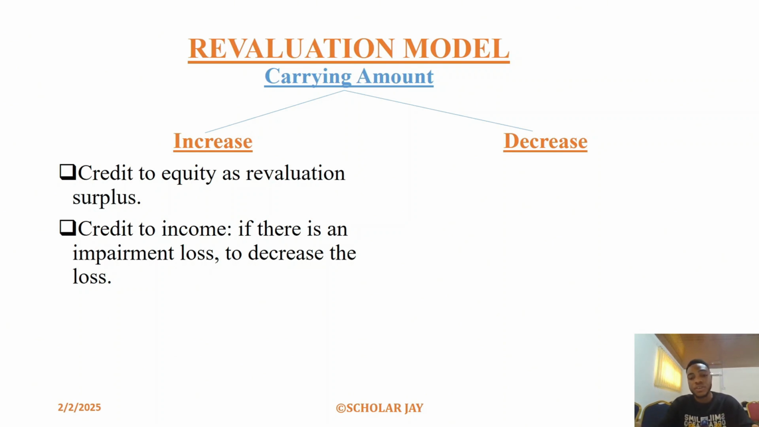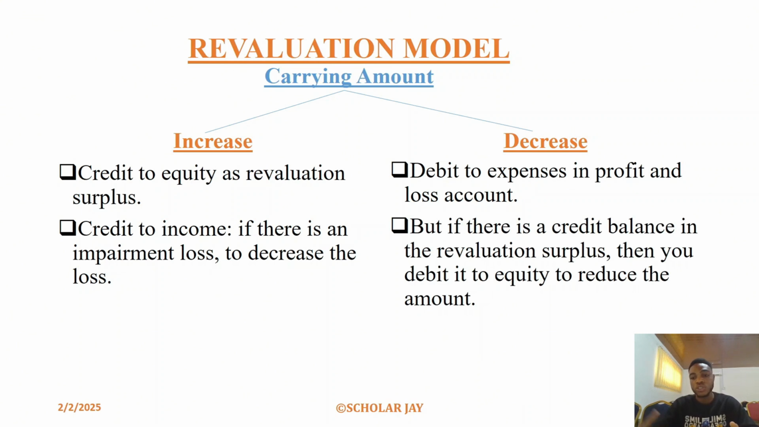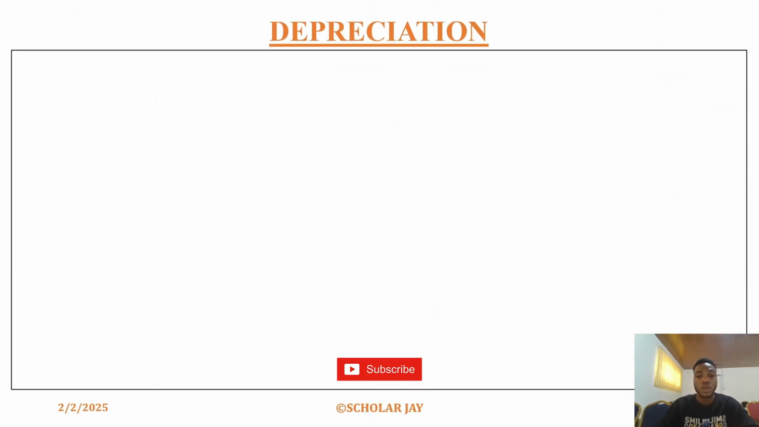And then if there is a decrease, it means that you've credited your PPE by that amount, right? So the corresponding debit entry, where should it go? So we are saying that you must debit it directly to expense in profit and loss account as revaluation loss. But in instances where there is already a credit under your equity, or there is already a credit in your revaluation surplus, then you just have to debit it to reduce the equity by that amount.